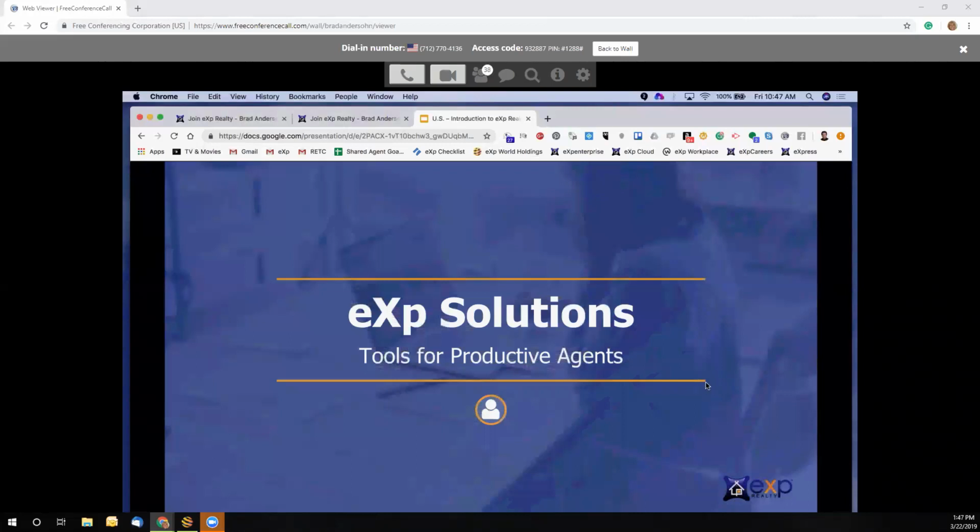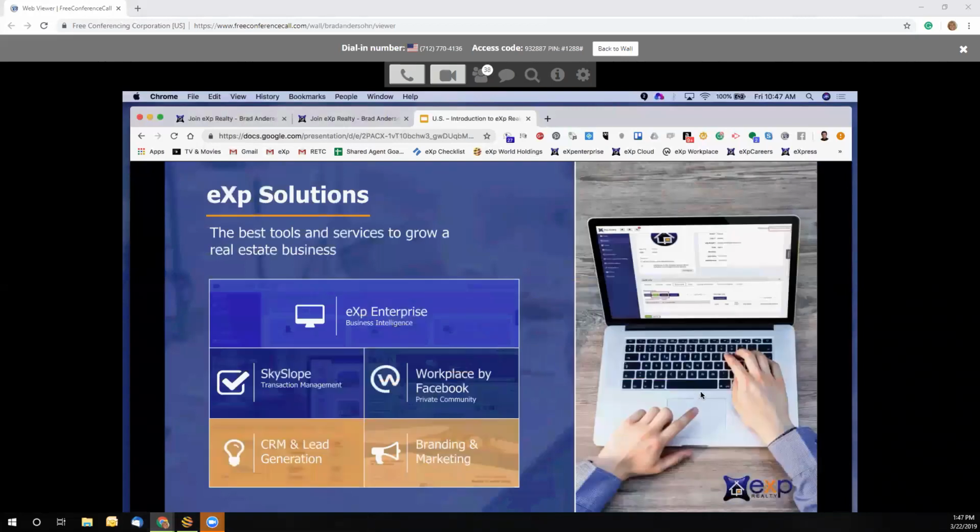In addition to having an environment where we can come together, collaborate, grow, share, learn, and do all the things that we're doing now in this environment, we also have solutions because we have some of the best people, some of the best technology, some of the best products, tools, and services. And these are included as part of you being a shareholder here.